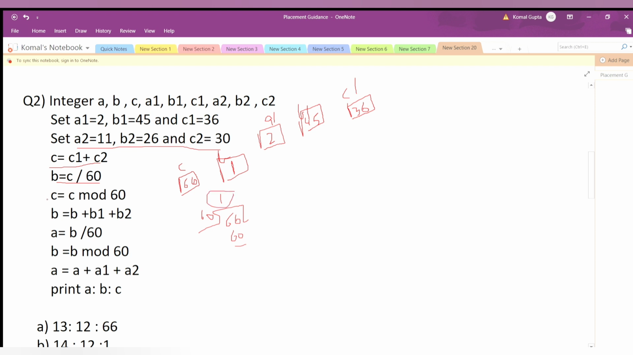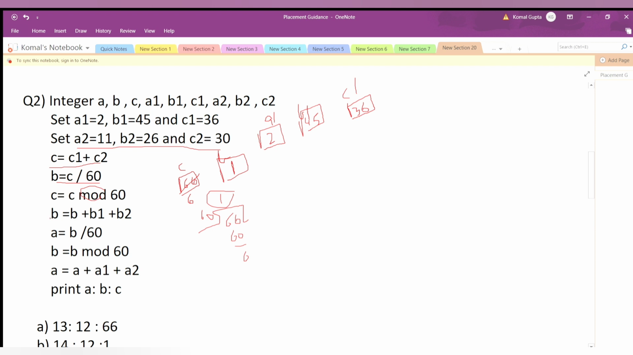Okay, and now next what it is doing, C is equal to C mod 60. That means 66 mod 60. So mod means we have to tell the remainder. So now see, if we are dividing 66 by 60, the remainder will be 6. So now the value of C has been updated from 66 to 6.